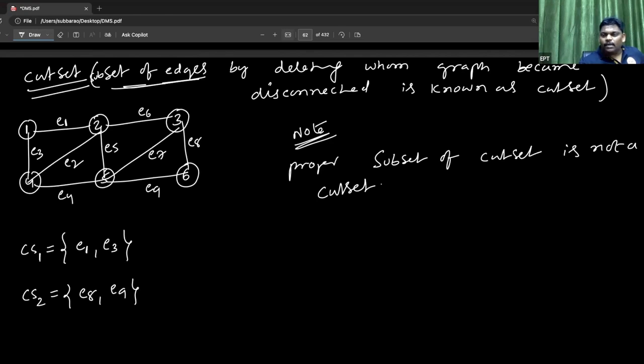E8, E9. Sir, it should be as minimal as possible. So this is the definition. See the cut set definition. That's what I'm saying, they may give different definitions in the examination. It keeps on changing from book to book. You need not bother. In the examination, they will define it.